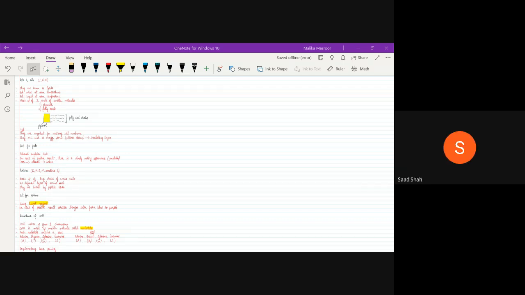What is the difference between RNA and DNA? DNA is double-stranded. As the name suggests, deoxyribonucleic acid. RNA is ribonucleic acid, and RNA is single-stranded. That is one difference. Another difference is in the nitrogenous bases. DNA contains thymine and RNA contains uracil. Okay? Yes, thank you.